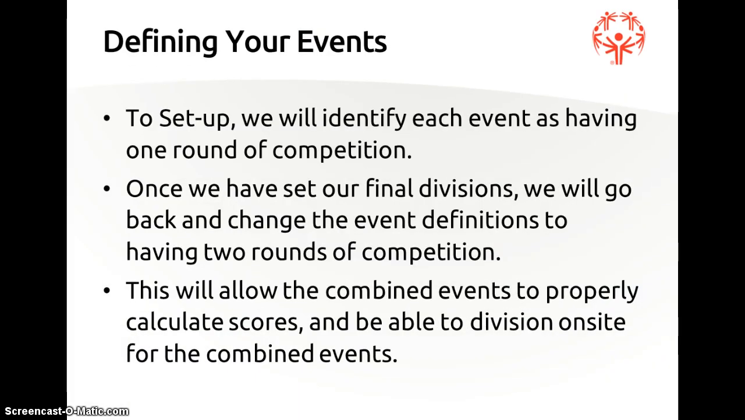So when we're defining our events, when we set them up, initially we're going to set them up as having one round of competition. The way we need to get combined to work, we need to set this up as one round. And then once we've set our final divisions and we're happy with those, then we'll go back and change the event definitions to having 2 rounds of competition. This will allow us to go in and make the combined events tabulate properly, so then you can division on site based on the results of their competition that day for their combined scores.